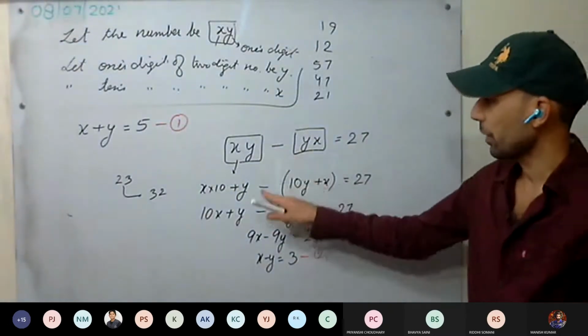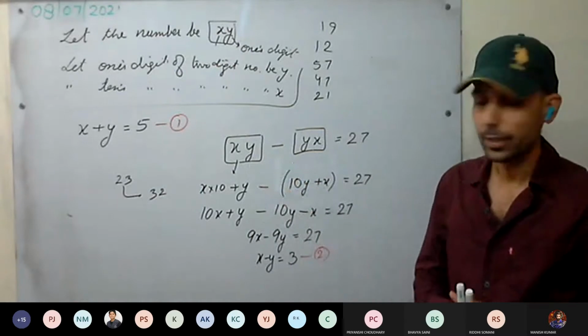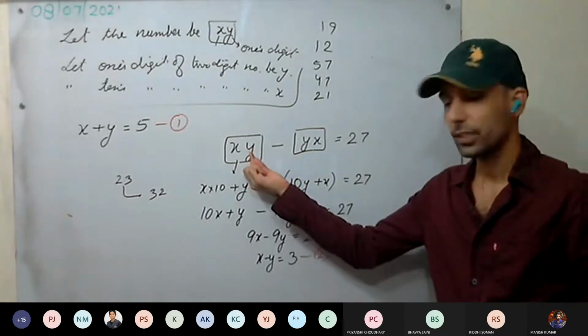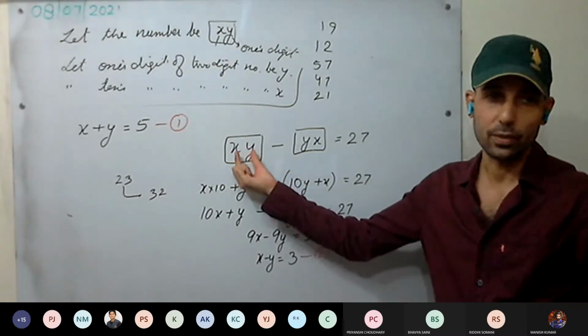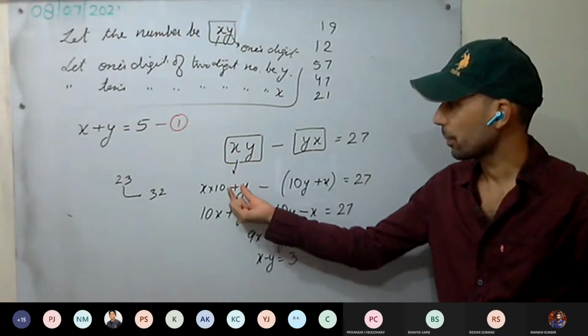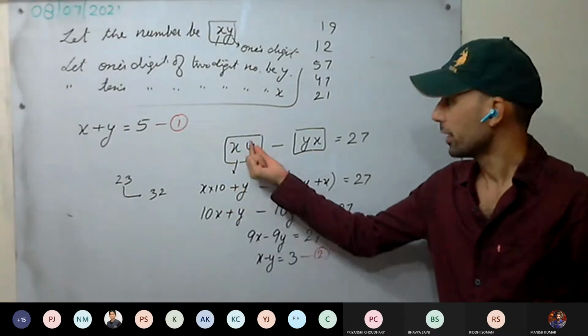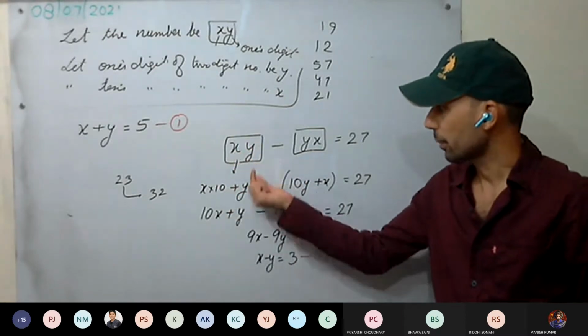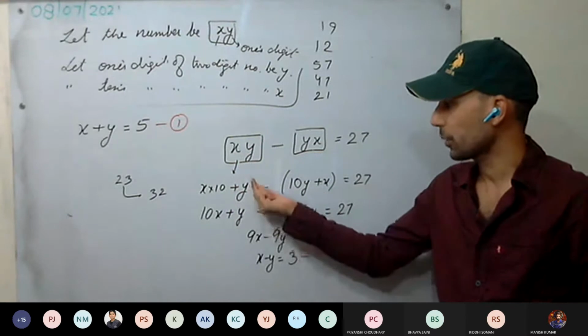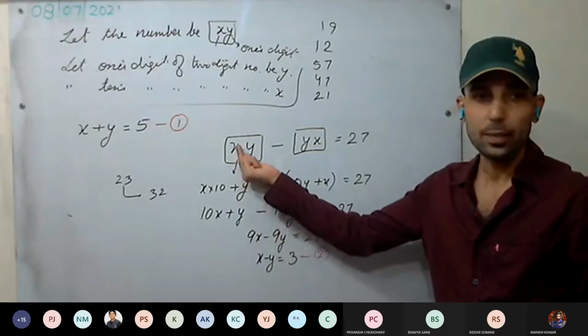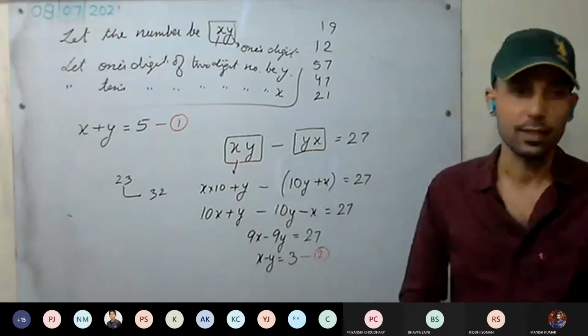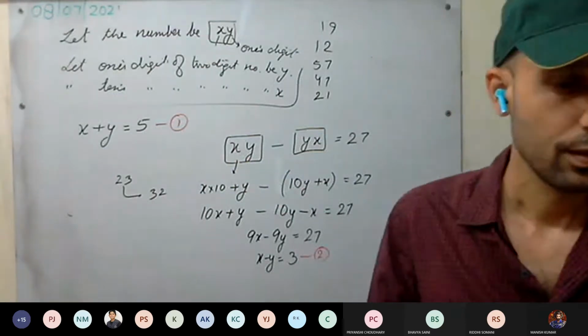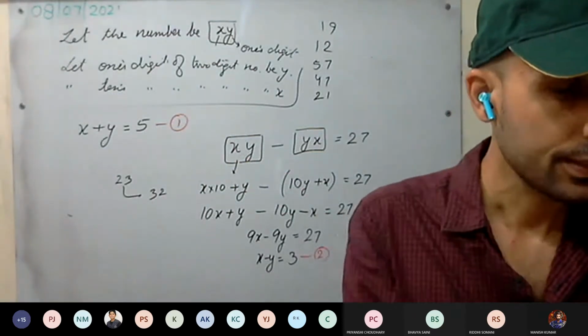Have you understood this step, everyone? This is a very important step. This is not x into y. These are the digits of a number. When we expand the digits of a number, it will be 10 into x plus y. Y is at the unit place, so it will be multiplied with 1. X is at the tens place, so it will be multiplied with 10. Is this clear to all?